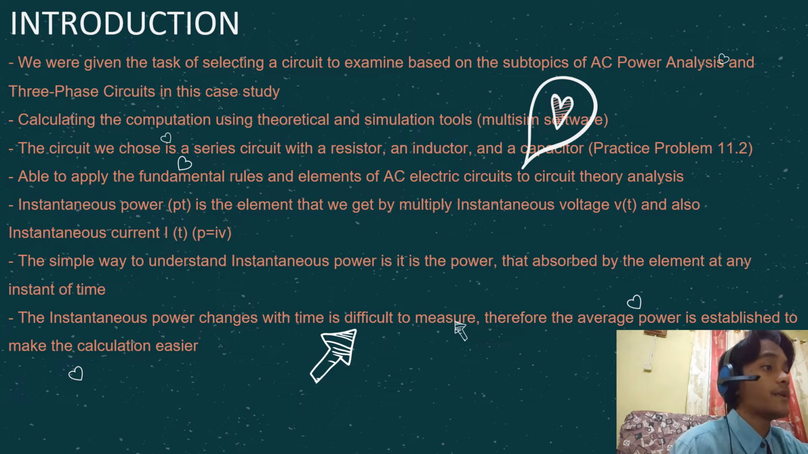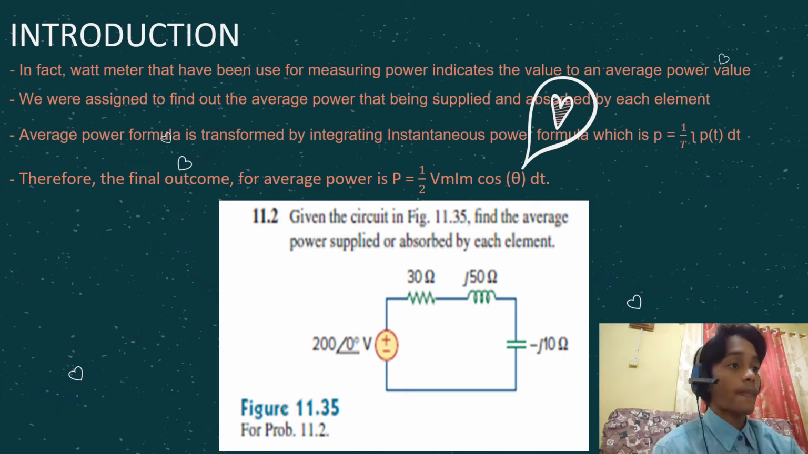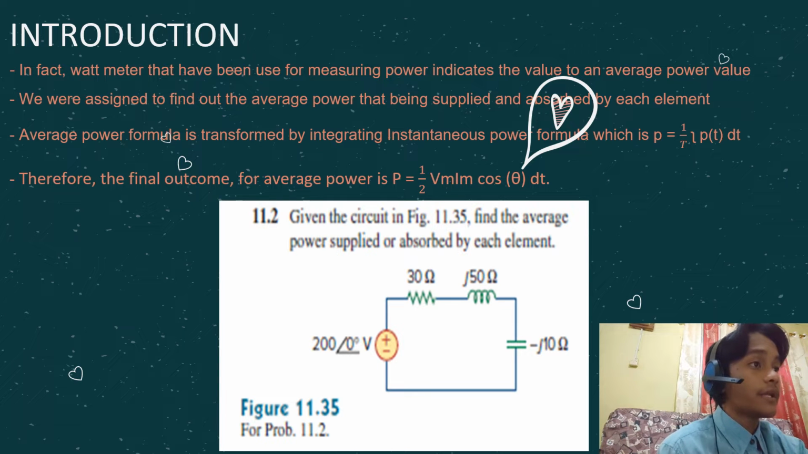Therefore, the average power is established to make the calculation easier. In fact, the meter that is used for measuring power indicates the value as an average power value. In our problem, we were assigned to find out the average power that is supplied and absorbed by each element.